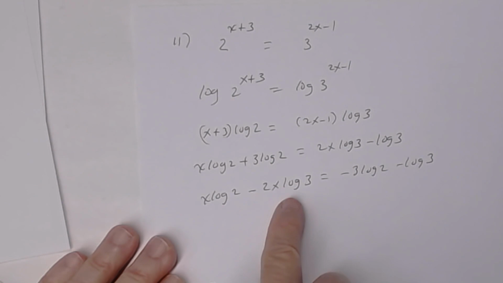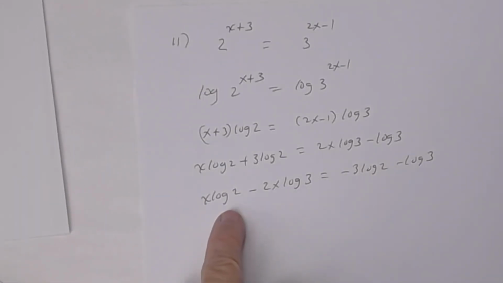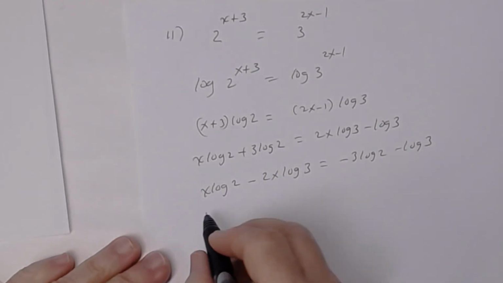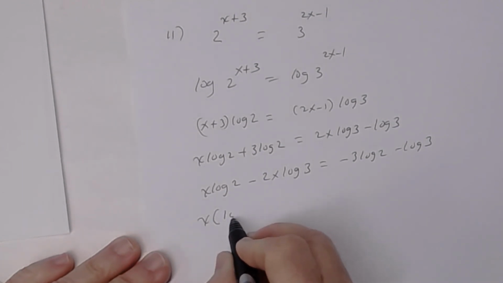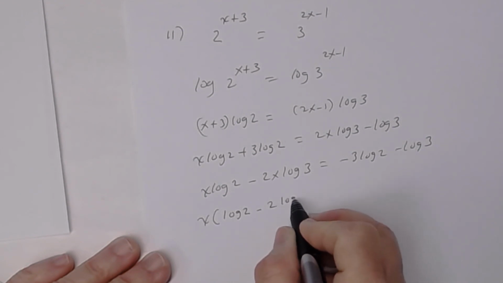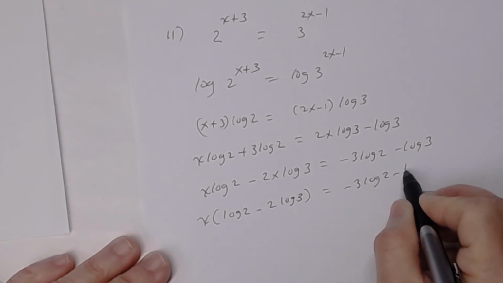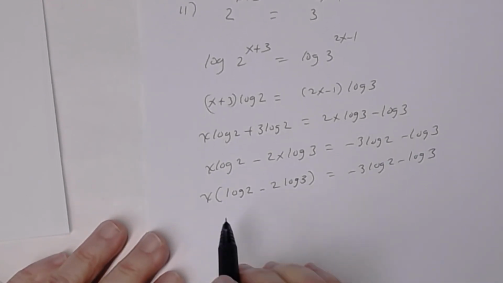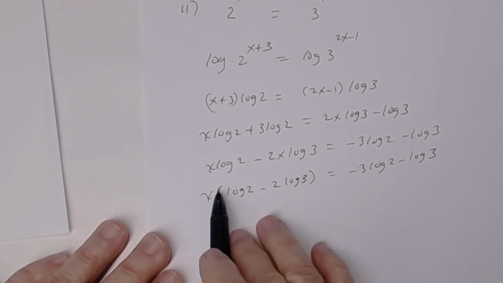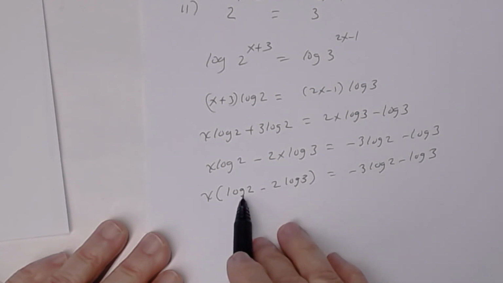Okay? Now, just like we did a while ago, remember what we did with this one? I'm trying to solve for x. Well, both of those terms have x in it, so I'm going to factor out an x. So I get x times, and in parentheses, the log of 2 minus, and then 2 log 3 equal the other side, negative 3 log 2 minus log 3. And then finally, all you're going to do, and you're almost done, all you're going to do is, to get x by itself, is divide by this number right here. That's a number. That's a real number.